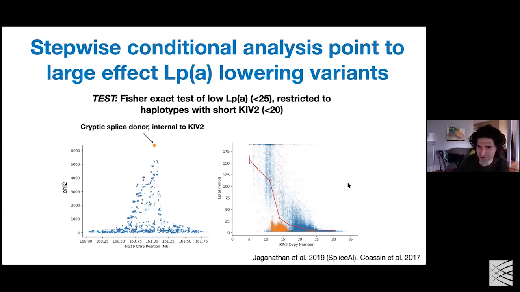This variant occurs at the last base pair on one of the 2 exons spanned by the KIV2 repeat unit, and it was discovered by Coassin et al. in 2017, with some wet lab validation to show that it affects splicing. The variant also gets some support from SpliceAI, a deep learning predictor for the effect of variants on splicing. On the right, I've highlighted in orange the carriers of this variant, and you can see it lights up this cluster that we were trying to identify.